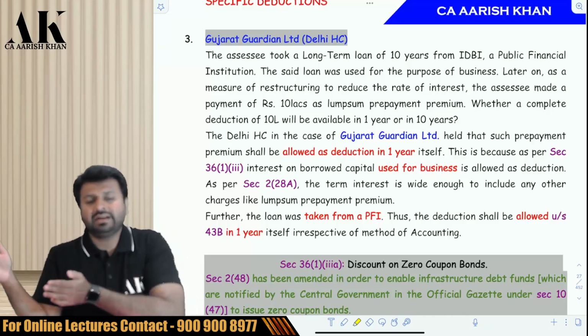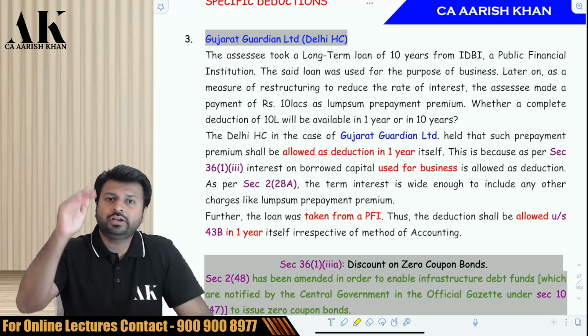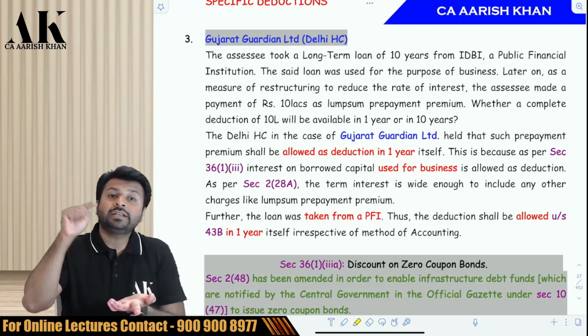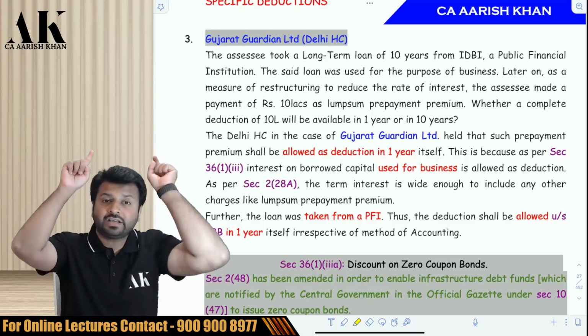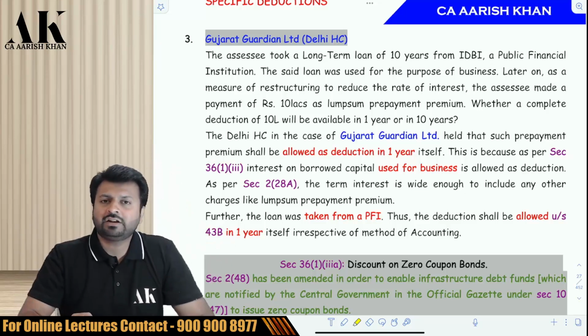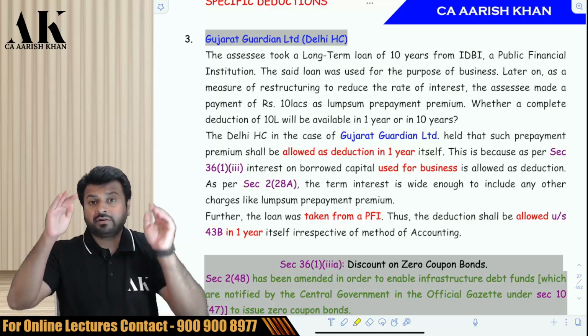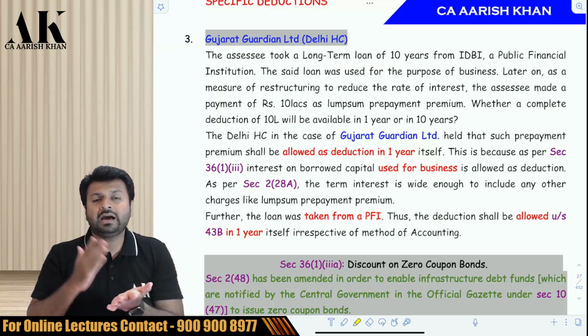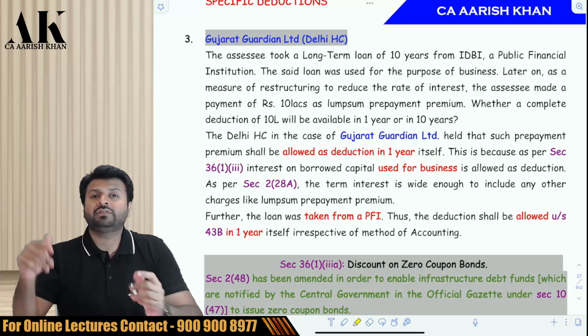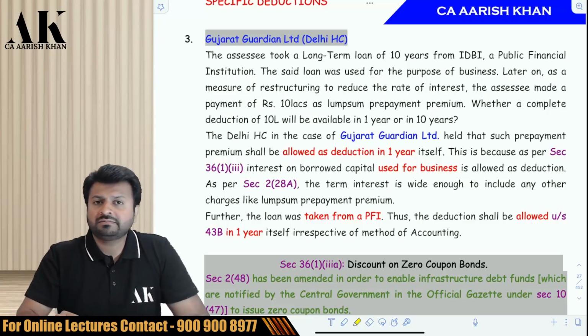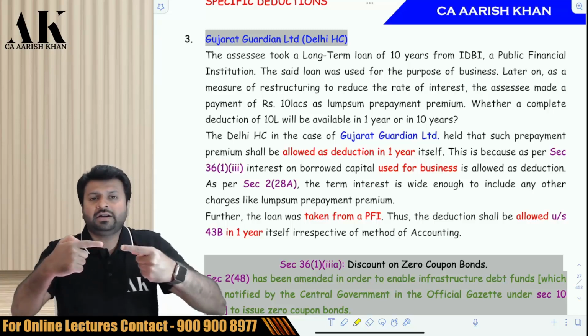So, the assessee made that lump sum payment of 10 lakh rupees to the bank to reduce the rate of interest, and the assessee took the deduction of that 10 lakh in one single year, that is, the year of payment. But the assessing officer said that the amount which you have paid for reduction of interest, that is 10 lakh rupees, I will allow you as deduction over the life of the loan, and I will not allow it in 1 year. So this was the fight between the department and the assessee.